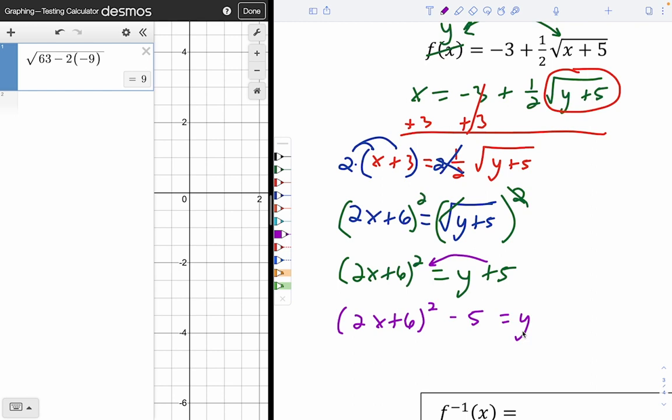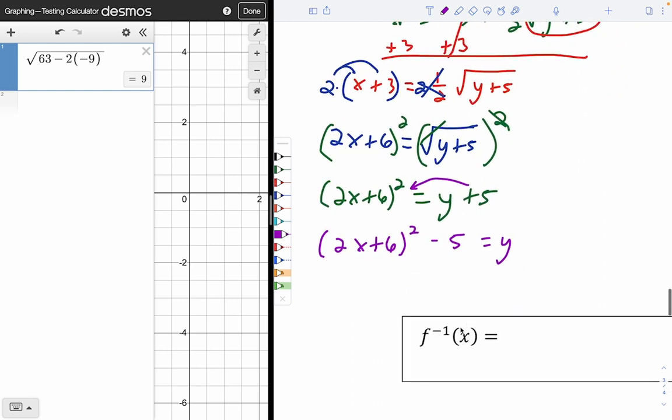And that's my inverse. Down here, it wants us to label it with this -1, which just means inverse. So f inverse of x is equal to 2x plus 6 squared minus 5. Okay, so that is that.